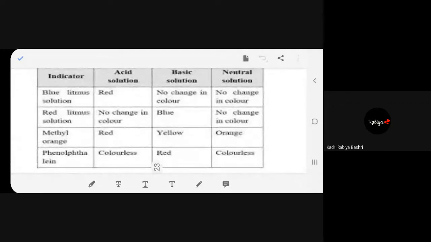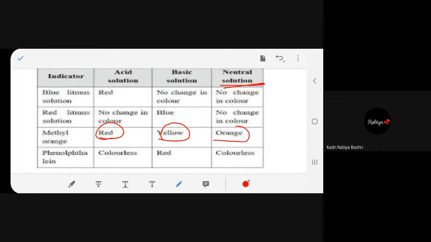With methyl orange, when I put it in acid, it becomes red. And when we put it in basic, it becomes yellow. And what is the neutral solution called? That means the pH is 7. What is the neutral solution, beta? pH is 7. So methyl orange remains orange in neutral solution.